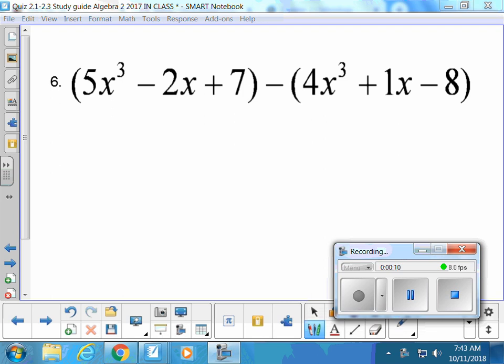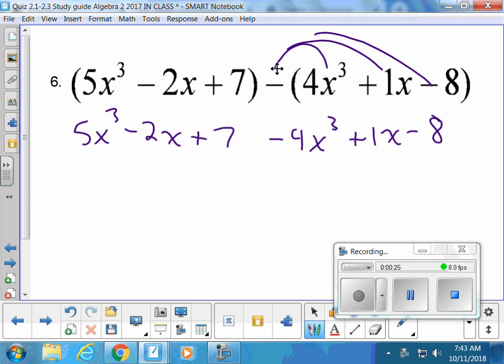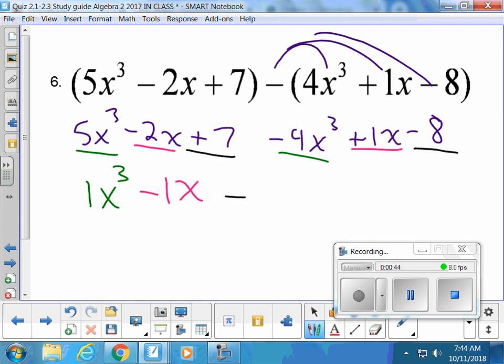Number 6 is where we left off on our last video. So you're going to take that negative sign and distribute it to all the terms in the second group. Nobody in the first group will change, so the first group will still be 5x cubed minus 2x plus 7. But then at that point, it's just a big adding problem, so you can use your colors and add together your like terms. So how about I'll use my green for my x cubed, so it'd be 1x cubed. I'll use my pink for my x's, negative 1x, and I'll use my black for my numbers, negative 1.